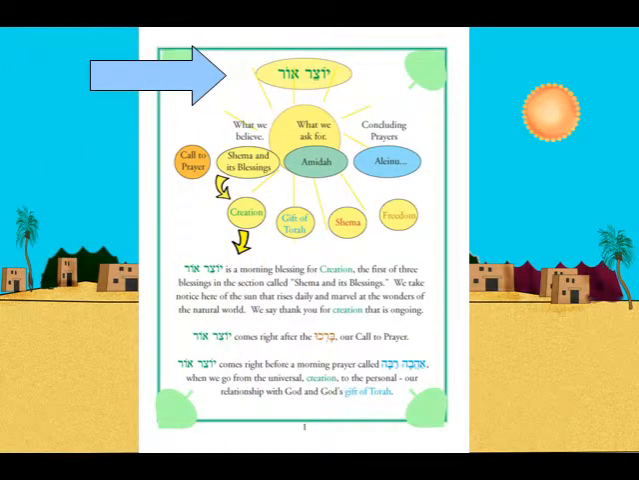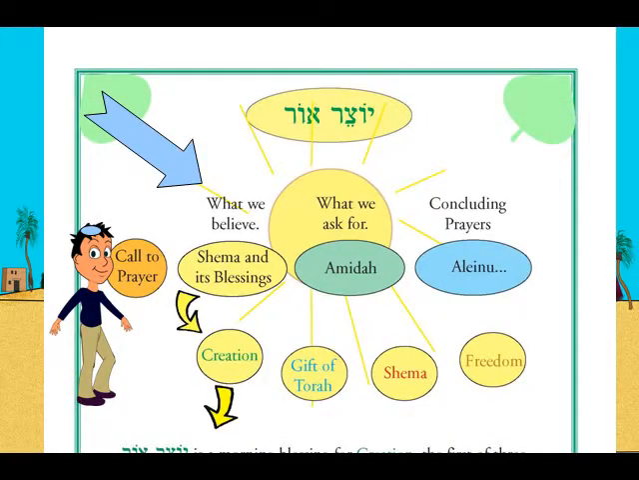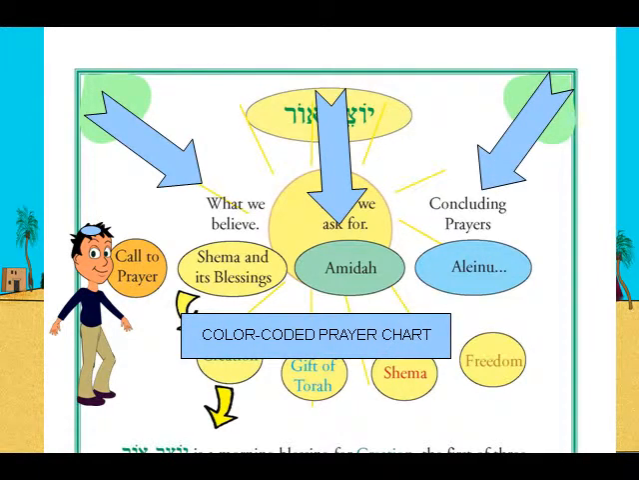Each prayer module is in the form of an 8-page color booklet. The name of the prayer appears in the oval on the top of the first page. Just below the prayer title is a color-coded prayer chart showing the place and function of the prayer in the service. Let's go through the components of this prayer chart.